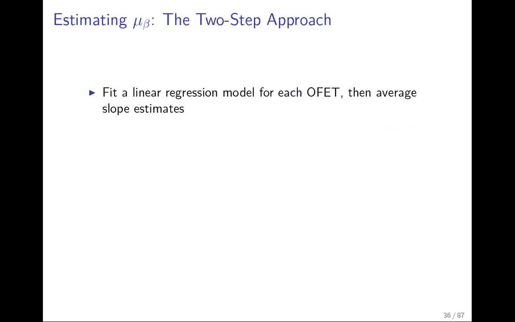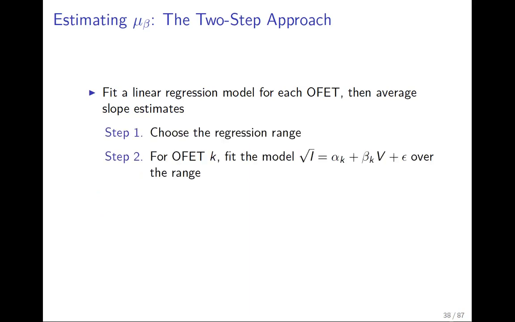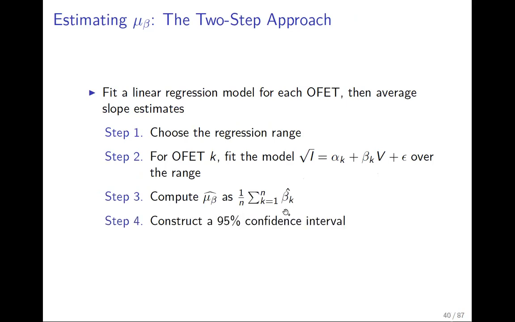Here's a more detailed description of the two-step approach. It fits one linear regression model for each OFET and then averages the slope estimates. In its first step, we choose a regression range. In the second step, for each OFET, we fit this linear regression model over the range. We then average the slope estimates from the fitted models to estimate mu beta and construct a confidence interval.